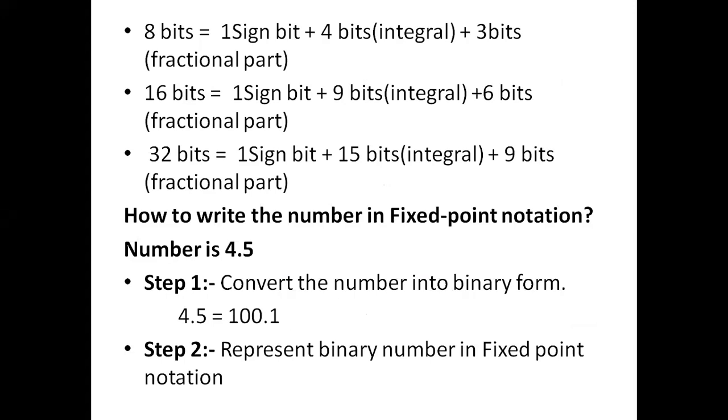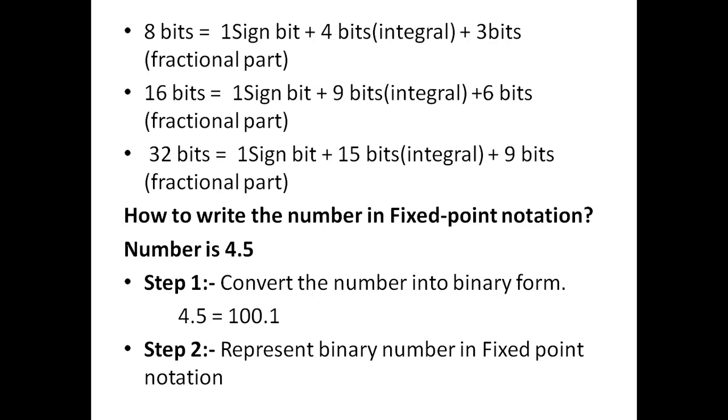Suppose the architecture uses an 8-bit instruction: the first field size is 1 bit, the second field is 4 bits, and the third field is 3 bits. Similarly, if the architecture follows a 16-bit instruction, the first field size is 1, the second is 9, and the third is 6 bits. In the same way, for 32-bit architecture the first field size is 1, the second is 15, and the third is 9 bits.